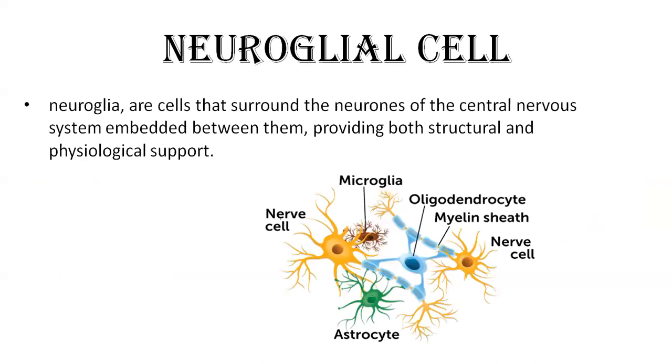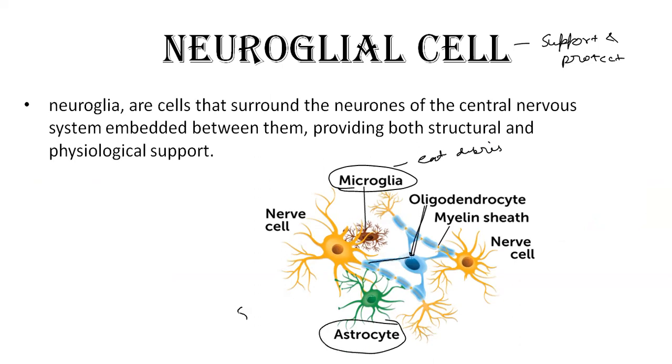Now, the neuroglial cell. Neuroglial cells support and protect the neuron. They are also found in many types. First is microglia, which does phagocytosis and eats debris. Oligodendrocytes form the myelin sheath, and astrocytes are star shaped and regulate the conduction of nerve impulses. And the volume of neuroglial cells is higher than that of neurons. So this is about the neuroglial cell.